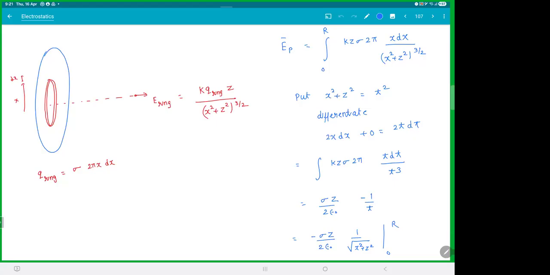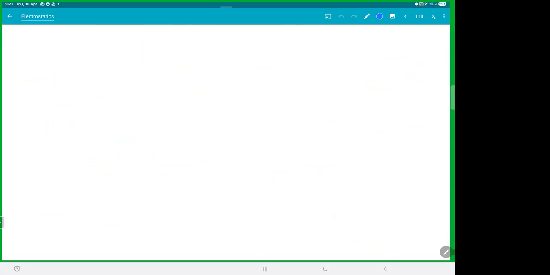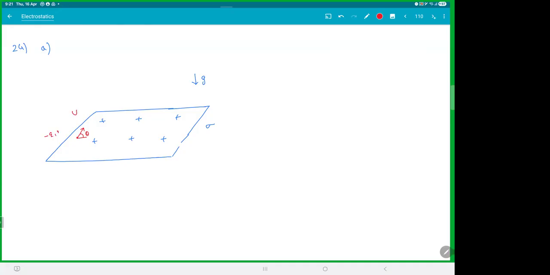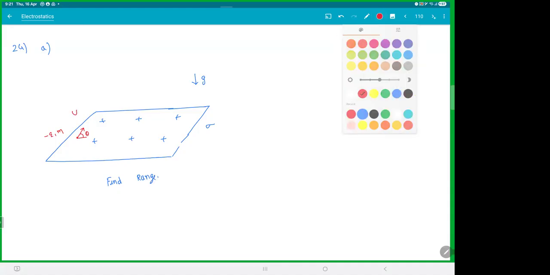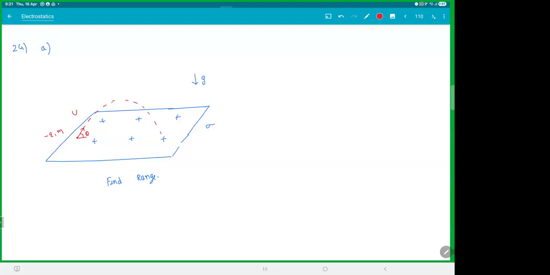All clear with this? Now, how can they frame questions on this? You will get some easy ones. So once you know the infinite sheet, you can play around. They will say something like this. There is a large infinite sheet with sigma, you also have gravity. We have a particle projected with u and theta. It is minus q and mass m. Find range. So this will fly and fall somewhere on the sheet.